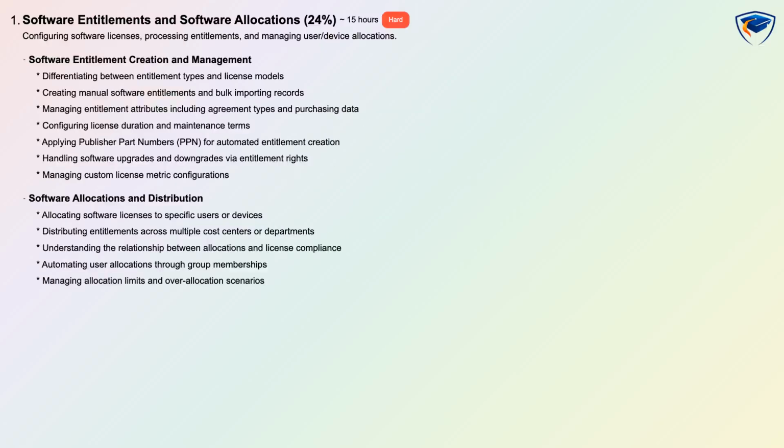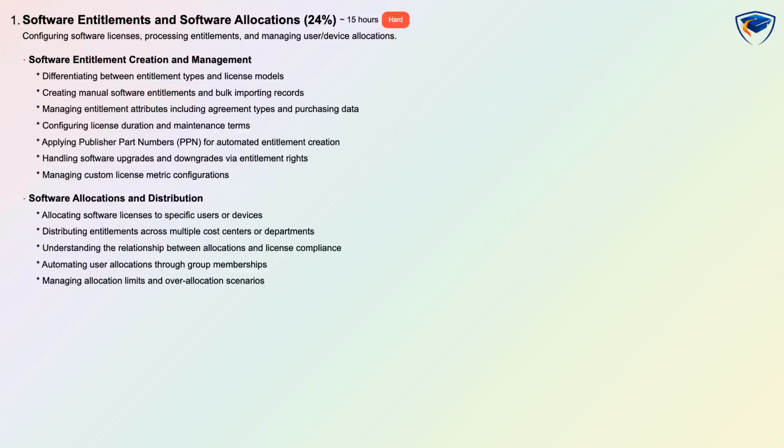Software entitlements and software allocations, weight 24%, is a hard domain estimated at 15 hours and assessed with hands-on and conceptual tasks. You will learn how to create and manage software entitlements, differentiate entitlement types and license models, and configure license duration, maintenance terms, and custom license metric settings.